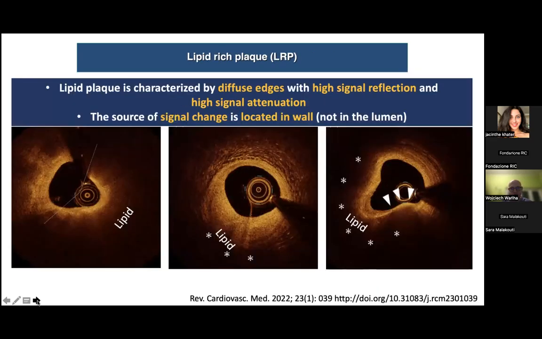So let's start to talk about the lipid-rich plaque in OCT. Usually it is quite easy to detect lipid-rich plaque using OCT, and how can we identify it? The lipid plaque in OCT is characterized by a diffuse edge, as you see here in those images, in the left, middle, and right parts of the presentation. We have the diffuse edge with high signal reflection and high signal attenuation. But also important to detect the lipid-rich plaque is that the source of the signal change is located in the wall, not in the lumen, as it is when we have thrombus in the vessel.